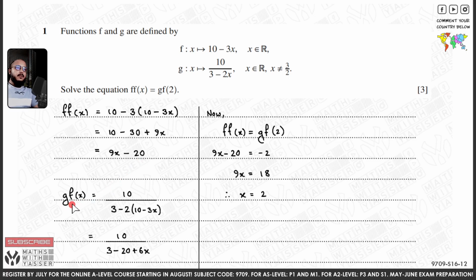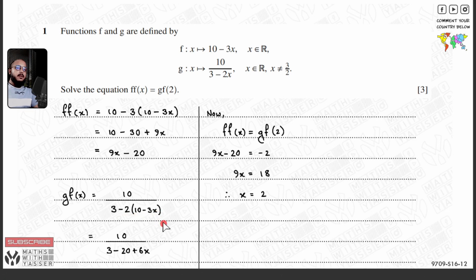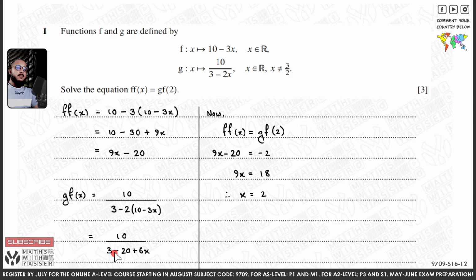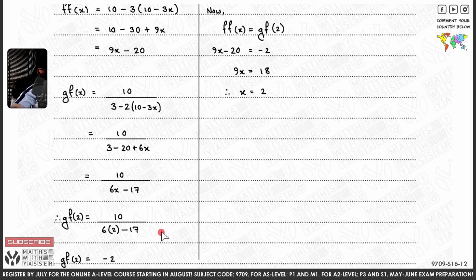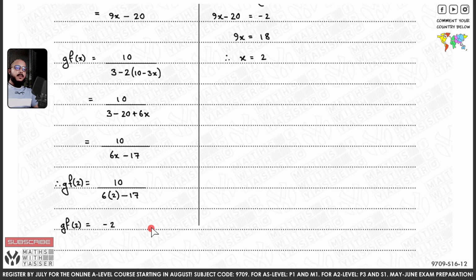For g of f(x) we need to substitute this 10 minus 3x into this equation. So it will be 10 over 3 minus 2 times (10 minus 3x). That gives us 10 over 3 minus 20 plus 6x. Simplifying this we get 10 over 6x minus 17. Now when we use the value 2 for x, we get 10 over 6 times 2 minus 17. That gives us negative 2.